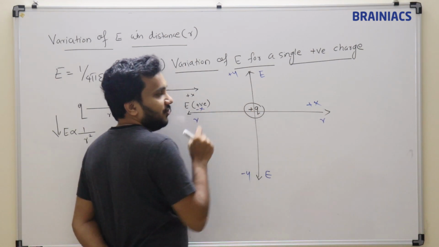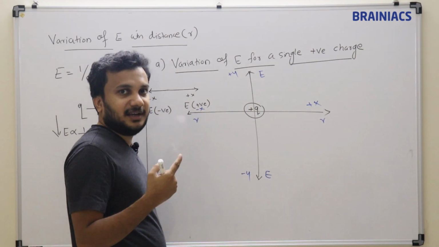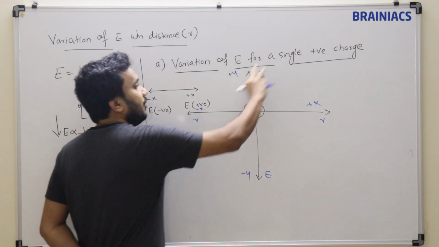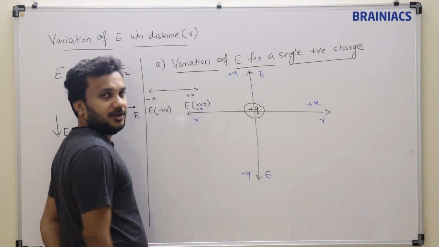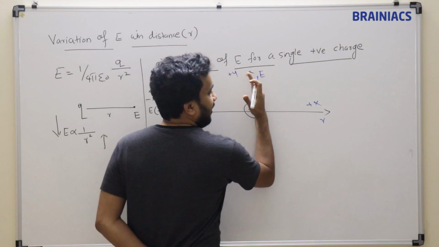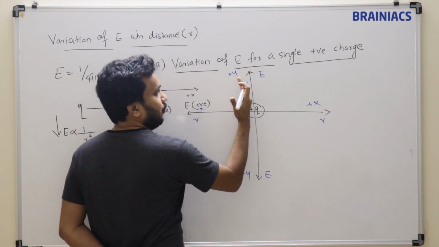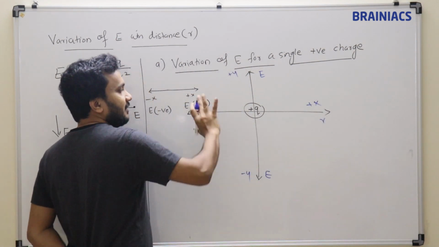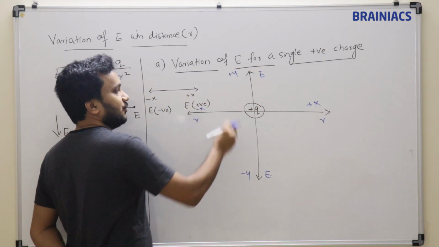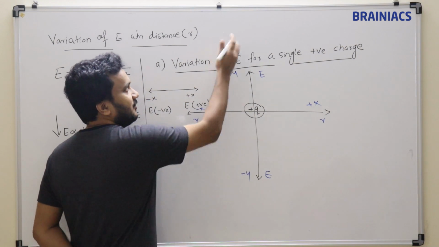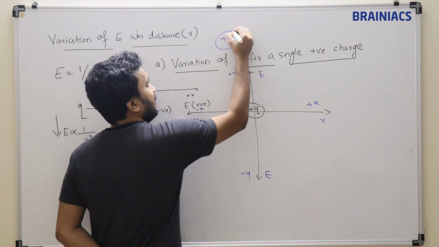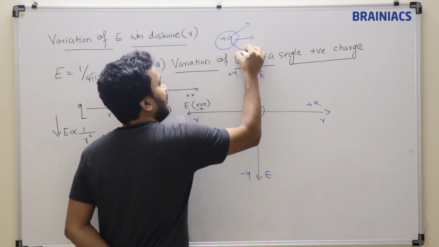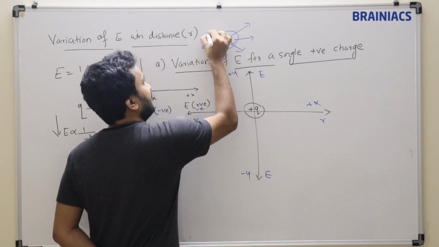For positive charges, electric field lines are always going out. If I consider the graph as two parts, one is the left side part and the other is the right side part. In both the right side and the left side, I am just drawing the electric field lines here. For a plus Q charge, electric field lines are always going out.